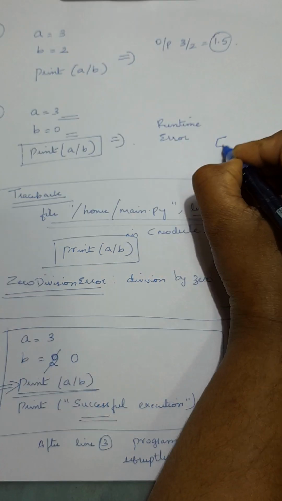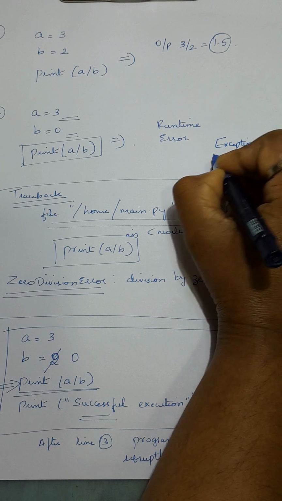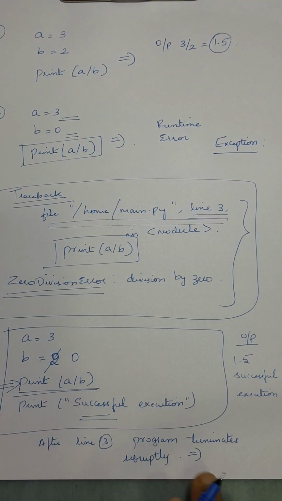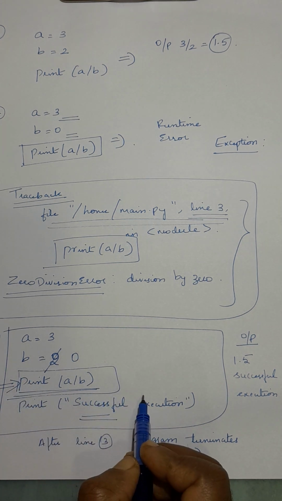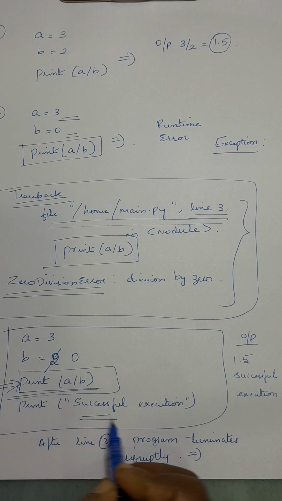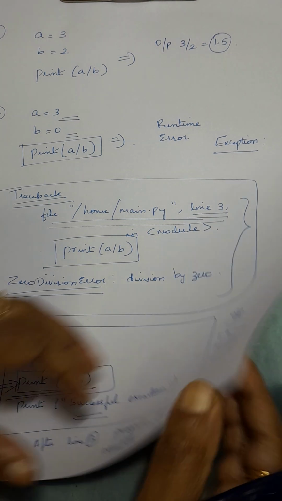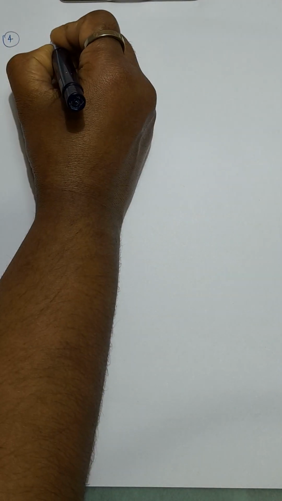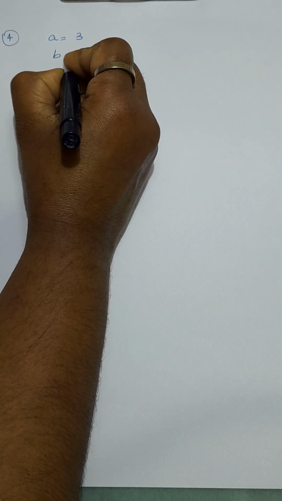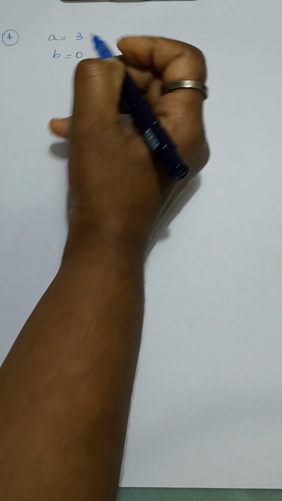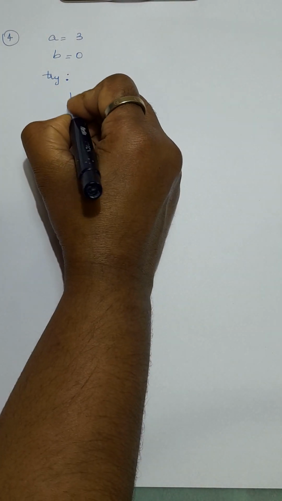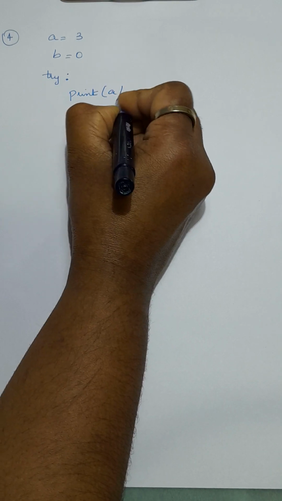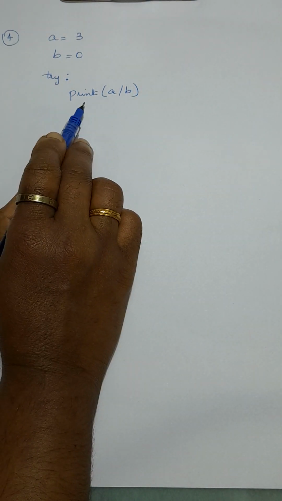So how do we handle such type of error? With the concept of exception. With the concept of exception, after finding out there is an error in this particular line, it will throw up what the error is and then we will get the output successful execution also. How do we change that? Now see the same code. a is equal to 3, b is equal to 0. Now I try, there is a try block, try colon print a divided by b.